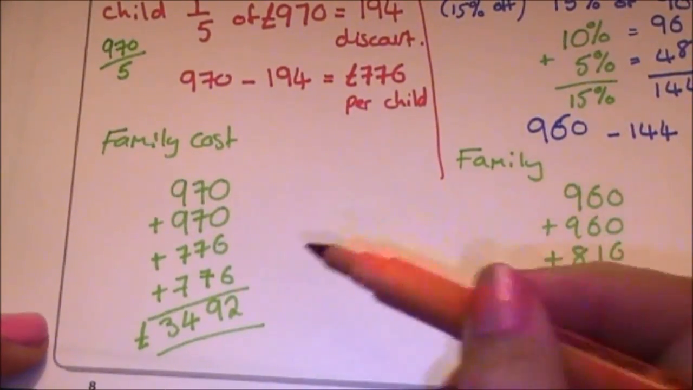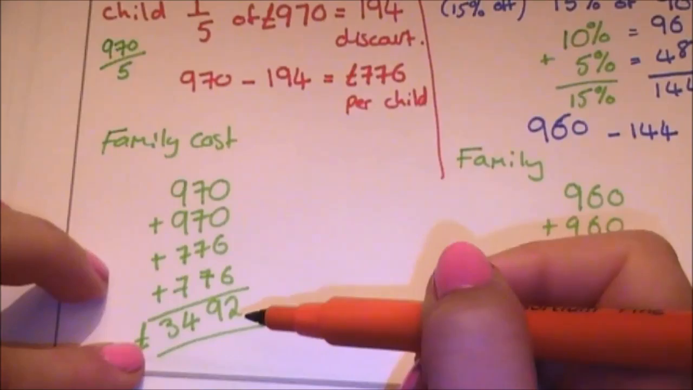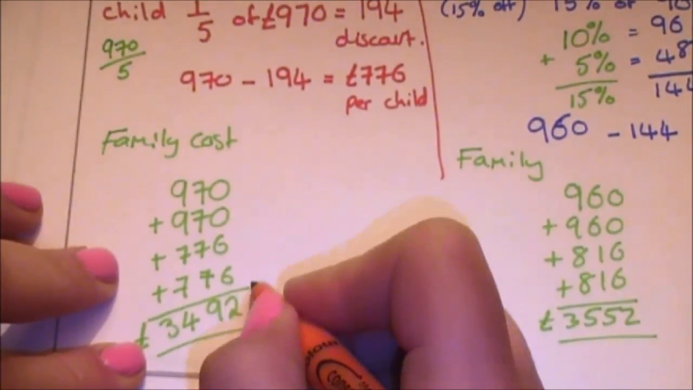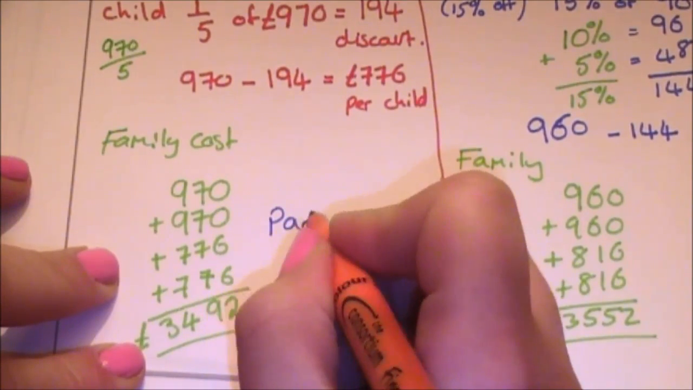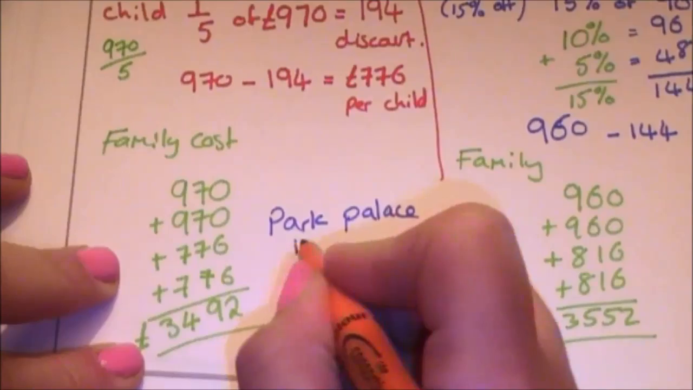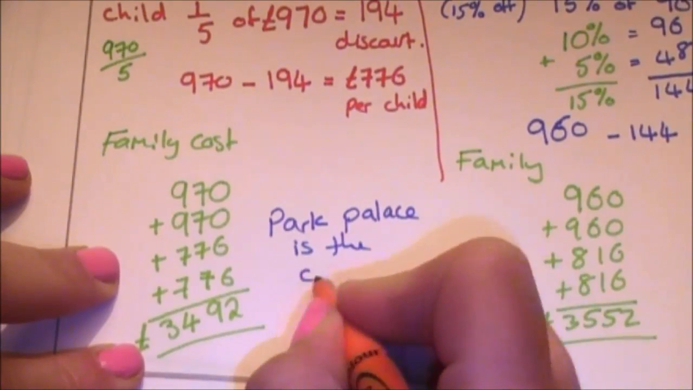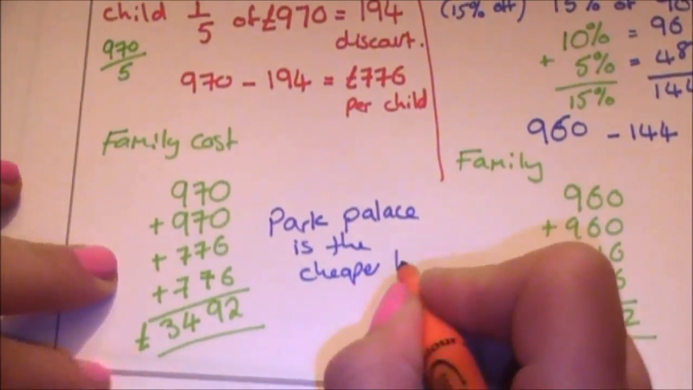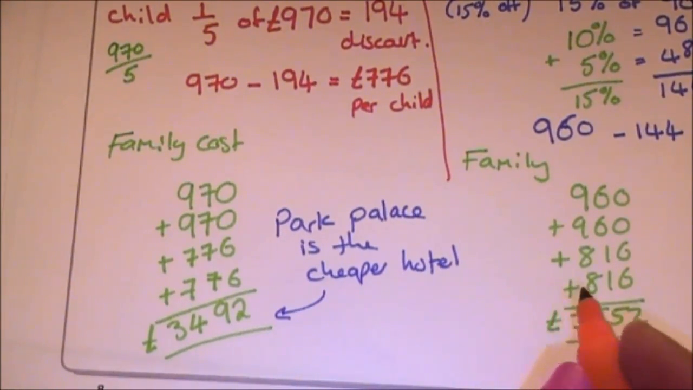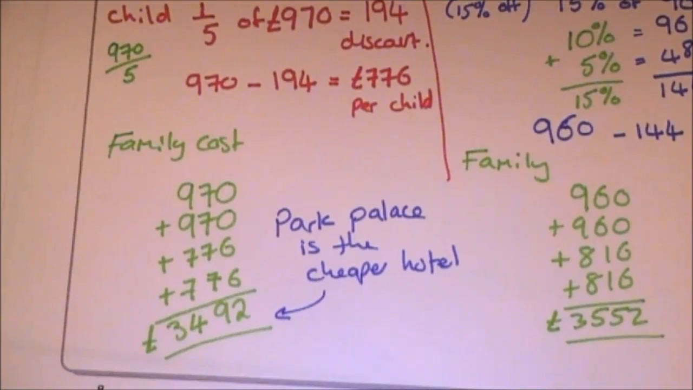So I can see that the lowest price is this one, but they specifically asked for the cheaper hotel. So I'm going to very clearly say that Park Palace is the cheaper. So I've made my statement that Park Palace is the cheaper hotel. Now for the mark scheme.